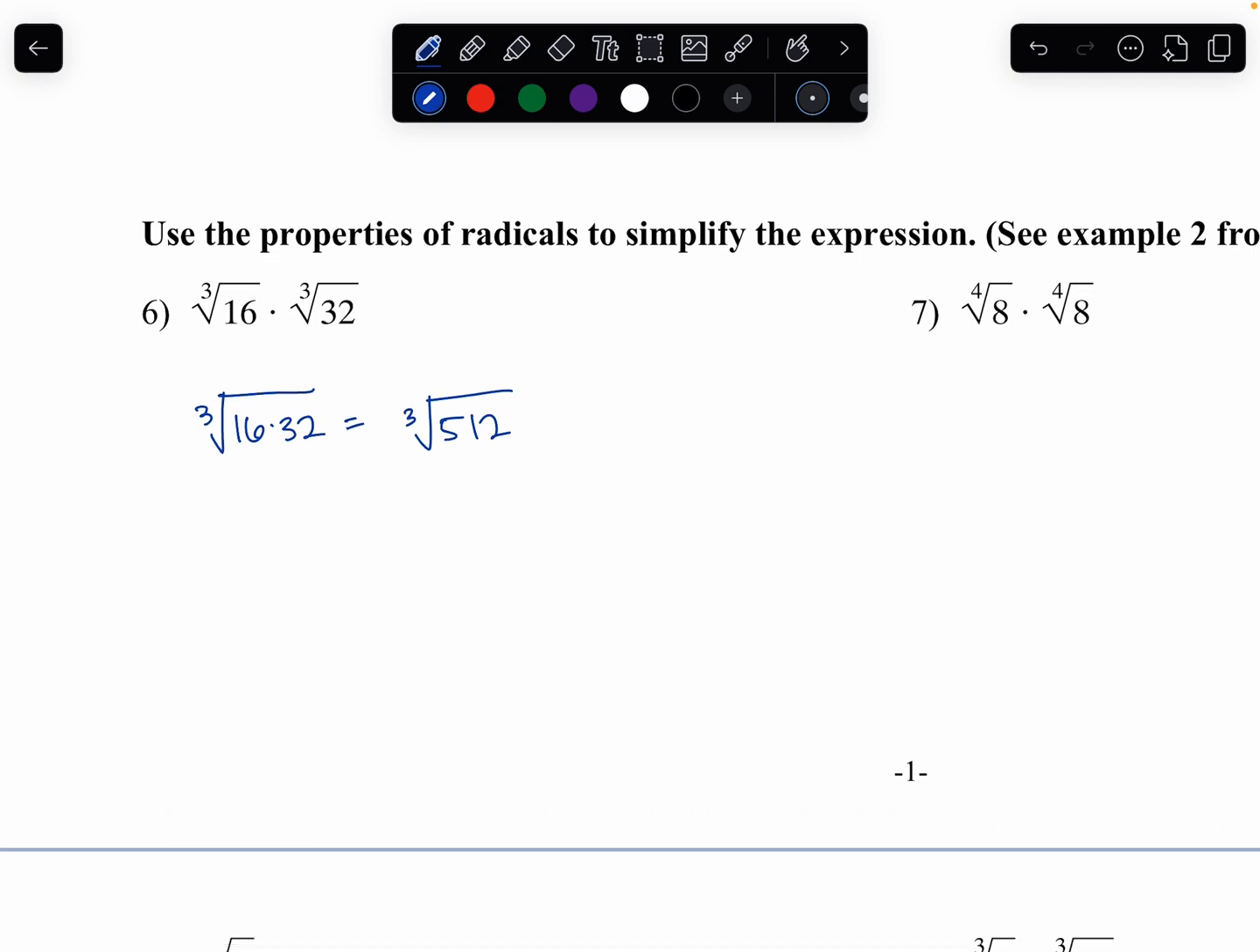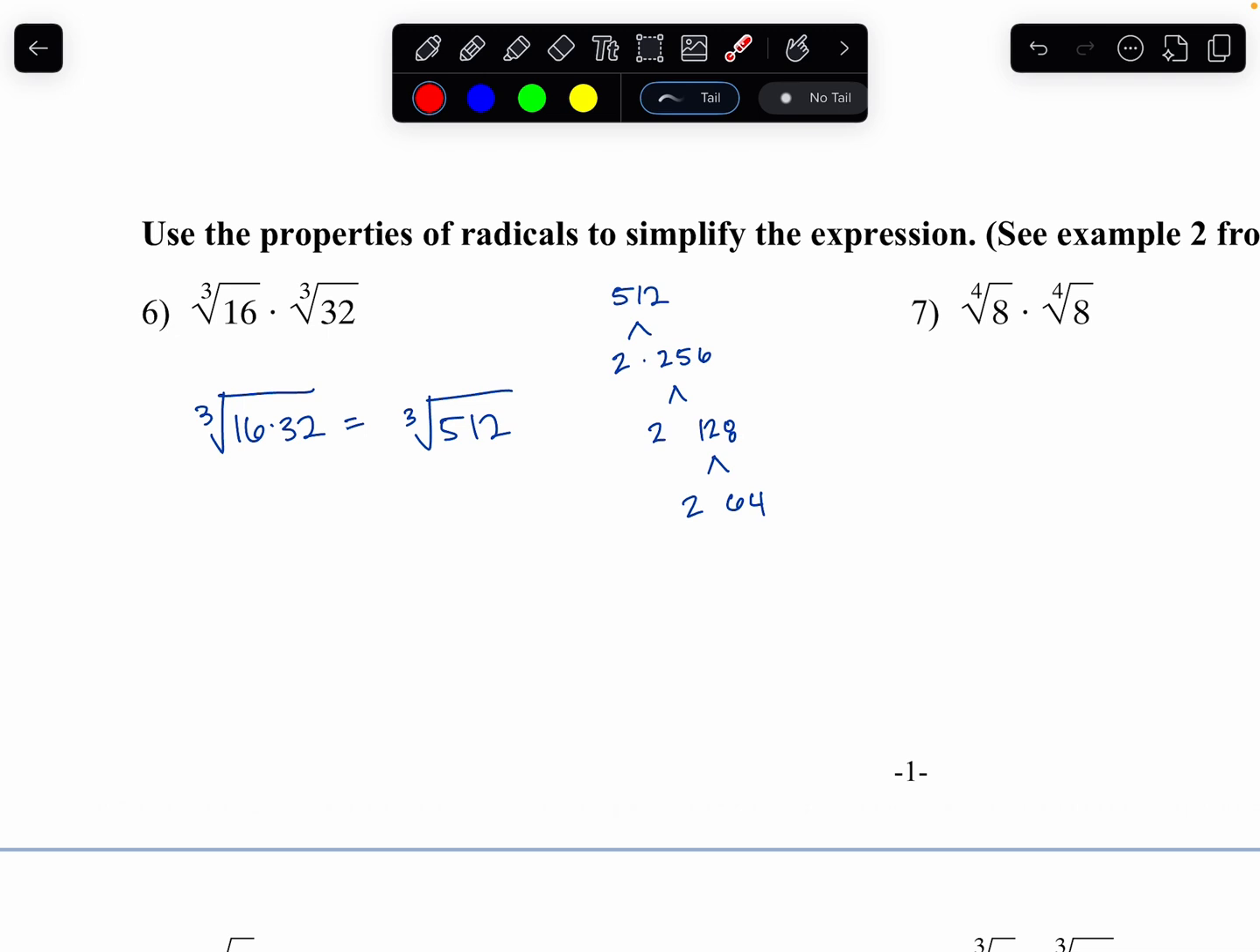Let's see. So let's take 512. Let's divide 512 by 2. So 512 divided by 2 is 256. Okay, let's take 256. Let's divide that by 2. And I get 128. Divide that by 2, and that's going to be 64. Now see here, well, wait a minute.